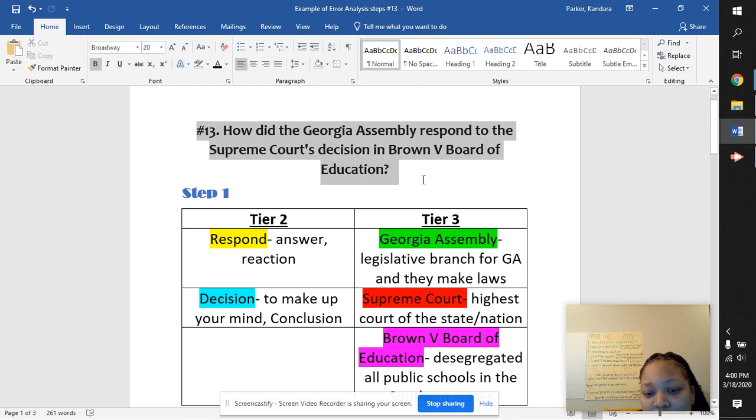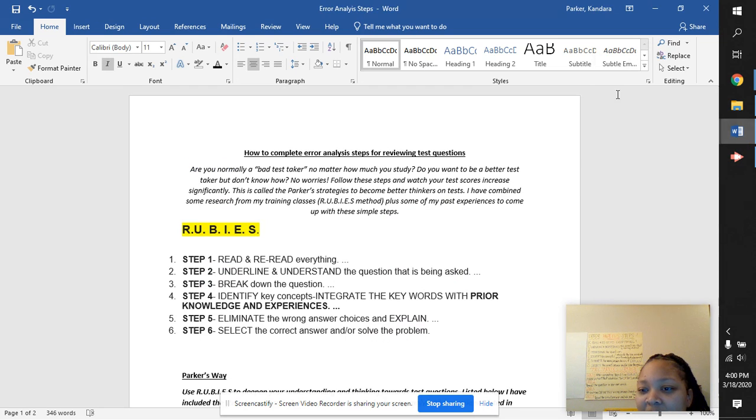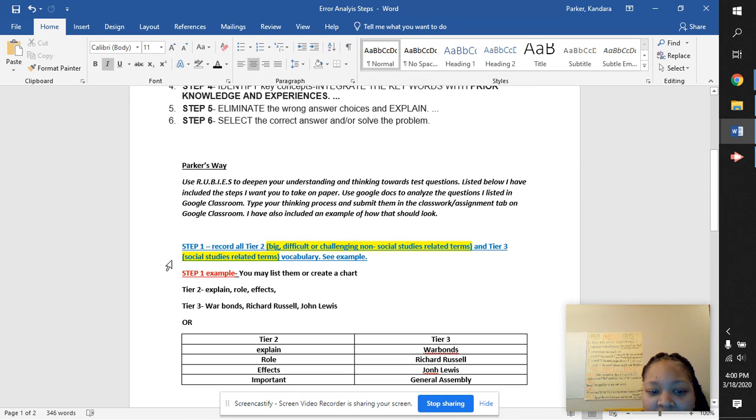So, first thing you want to do is read the question carefully, all right? Once you read the question, I want you to pull out tier two and tier three words. Well, what are those, Miss Parker? If you refer back to the past document, you'll see what they are. And I have it highlighted for you to see big and bold. Tier two words are all big, difficult, or challenging non-social studies related terms.